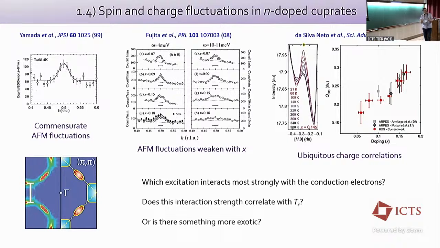The key question is which one of these is interacting most strongly and is the dominant scatterer of the conduction electrons. And the second question is, does the interaction strength correlate with Tc in any meaningful way, or is there something more exotic going on?